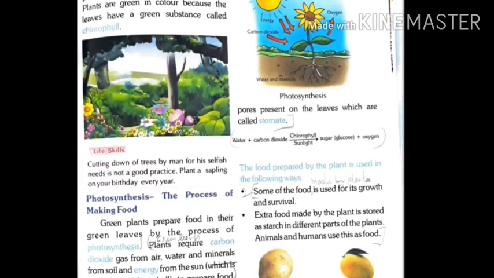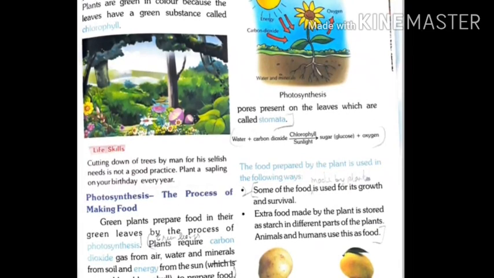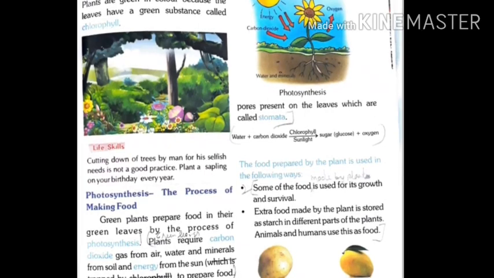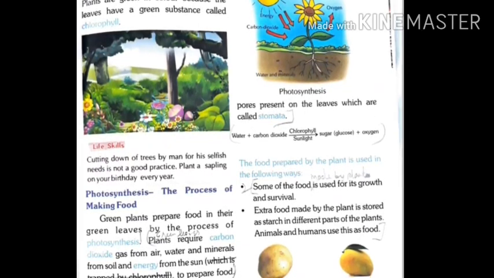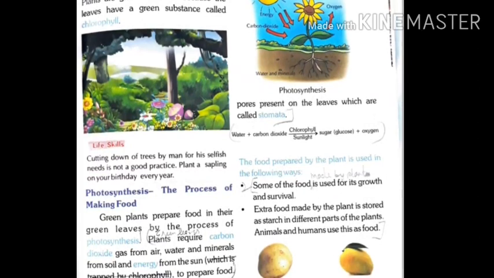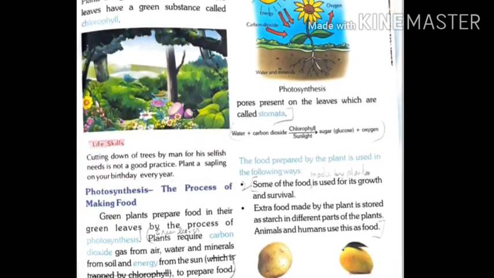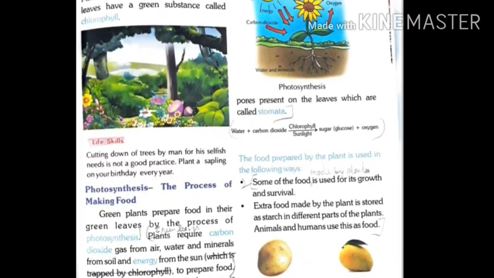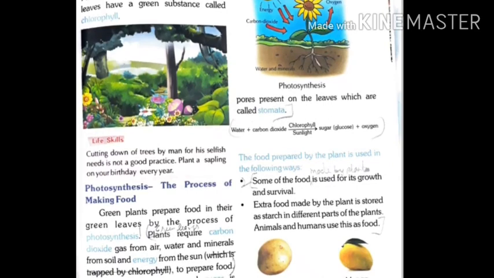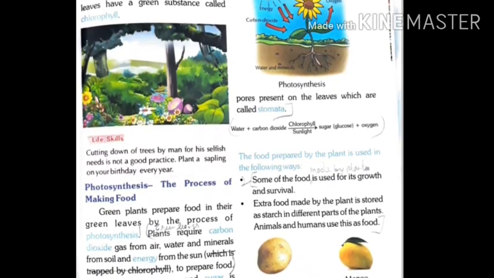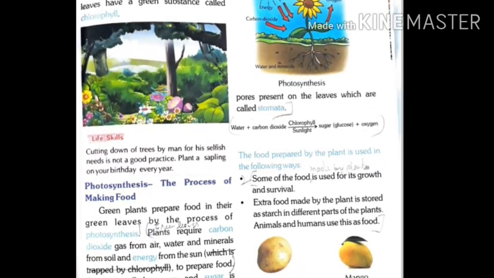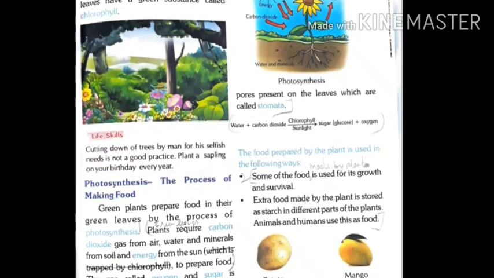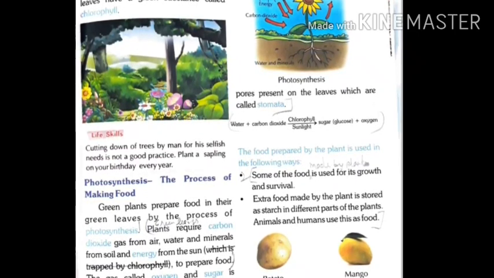Now see the next topic, photosynthesis. Now what is photosynthesis? The process of making food by the plant. Green plants prepare food in their green leaves by the process of photosynthesis. Plants require carbon dioxide from air, water and minerals from soil, and energy from the sun, which is trapped by chlorophyll, to prepare food.